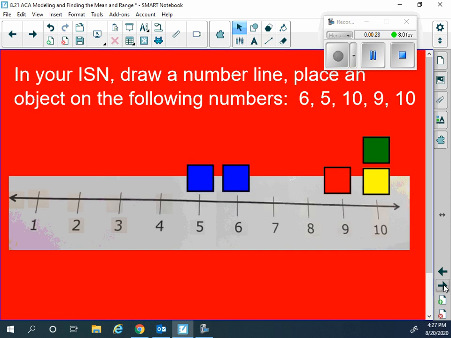Okay, in your ISN, you want to draw a number line, just like the following, 1 through 10, and then place an object on these numbers. I use squares. You can use coins, beans, whatever. Just go ahead and place them on the number line at 6, 5, 10, 9, and 10. If you're at home doing this by catching up, you'll want to pause the video and then resume it in just a second when you're ready.